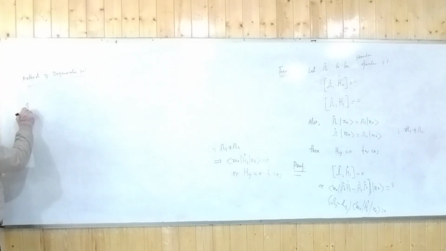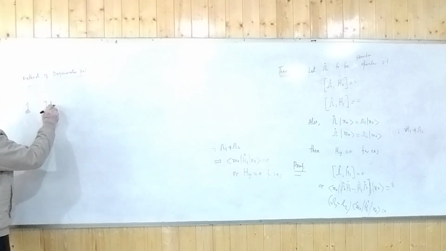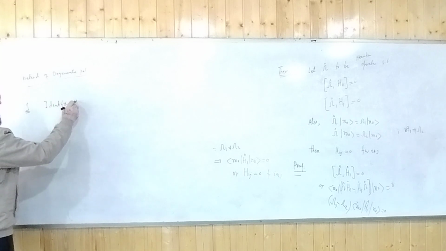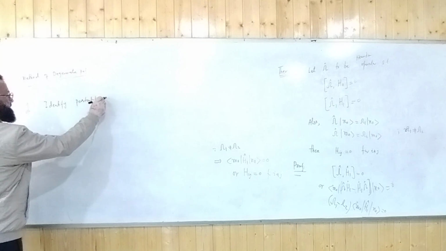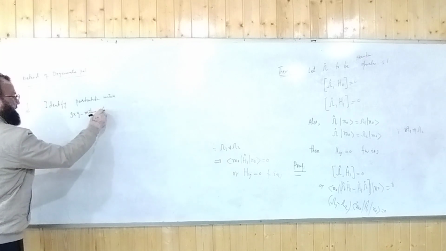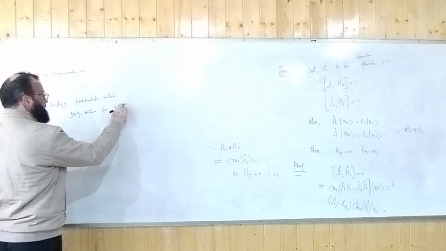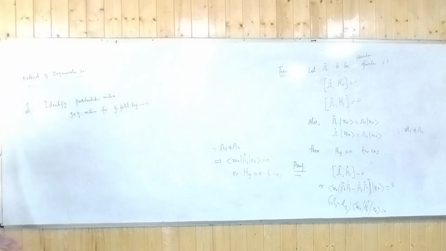Okay, so first what you need to do, let's go step by step. What is the first step? Identify the perturbation matrix. Clear? That's actually a G cross G matrix, for G-fold degeneration. Clear? Okay. What is the second point?